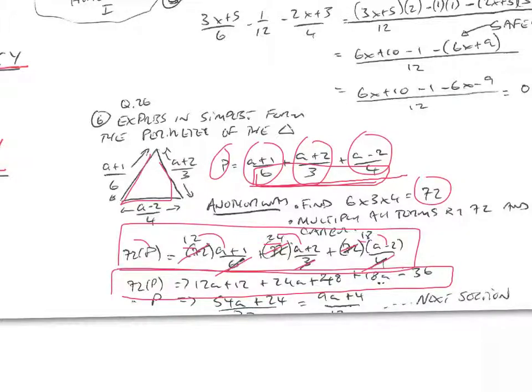And if you gather it all up, you'll get the perimeter is equal to 54a all over 72, which is 9a plus 4 over 12, I think. Yes, it should be 12. But we'll come to it in the next section, so don't worry.